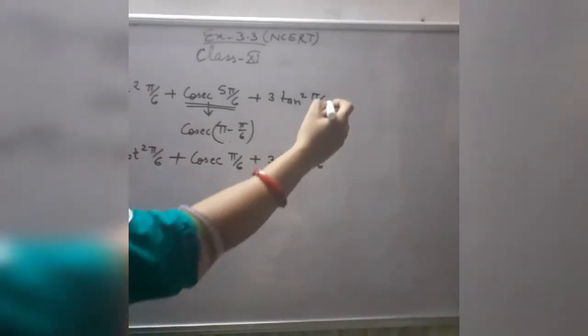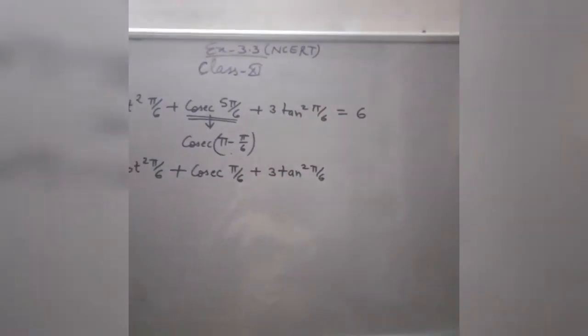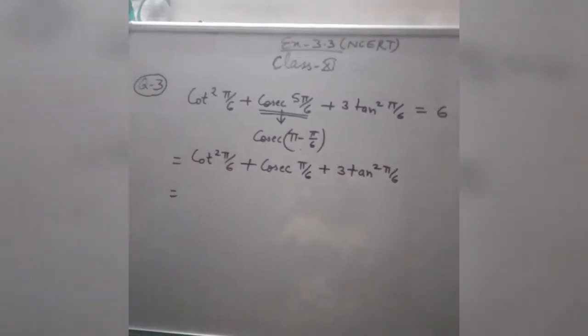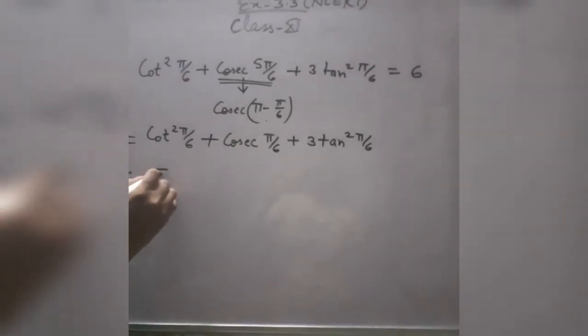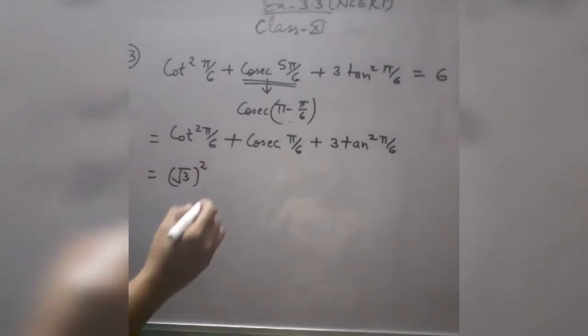Now this is an incomplete statement. You have to prove that this result is equal to 6. Now put the value of all these angles. Cot pi by 6 means cot 30 and the value of cot 30 is root 3. And here the square is given to you, so take the square of root 3.